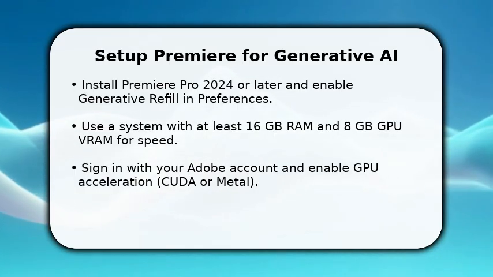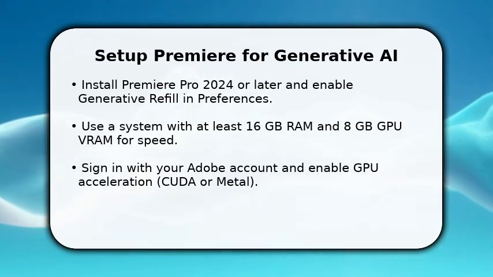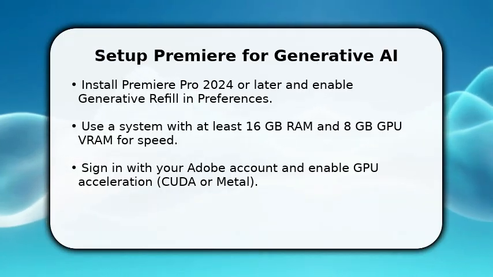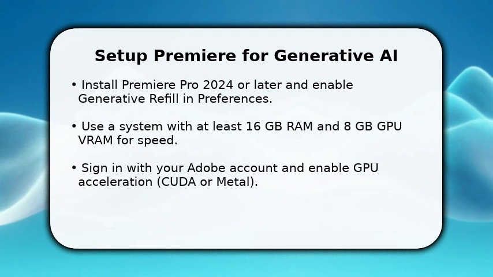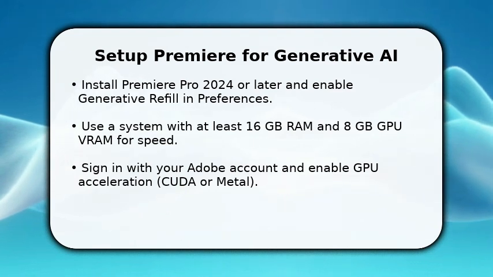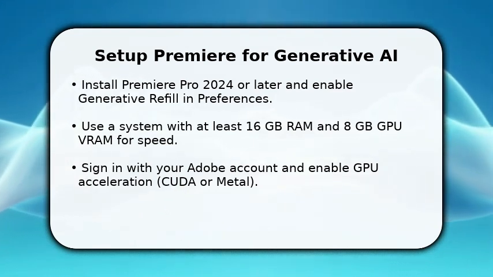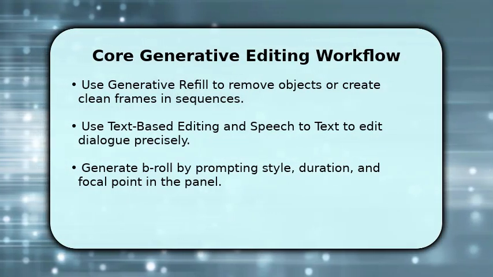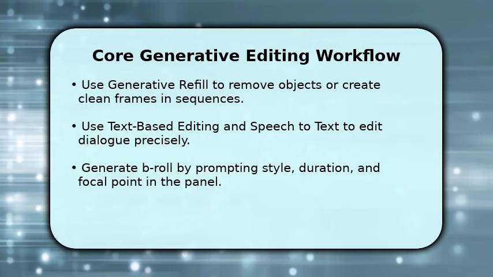Ensure your workstation has at least 16 GB RAM and 8 GB GPU RAM for smooth generation. Turn on GPU acceleration using CUDA on Windows or Metal on Mac OS for faster rendering. Restart Premiere after changes, so begin a new sequence at 1920x1080 and import your footage to the timeline.